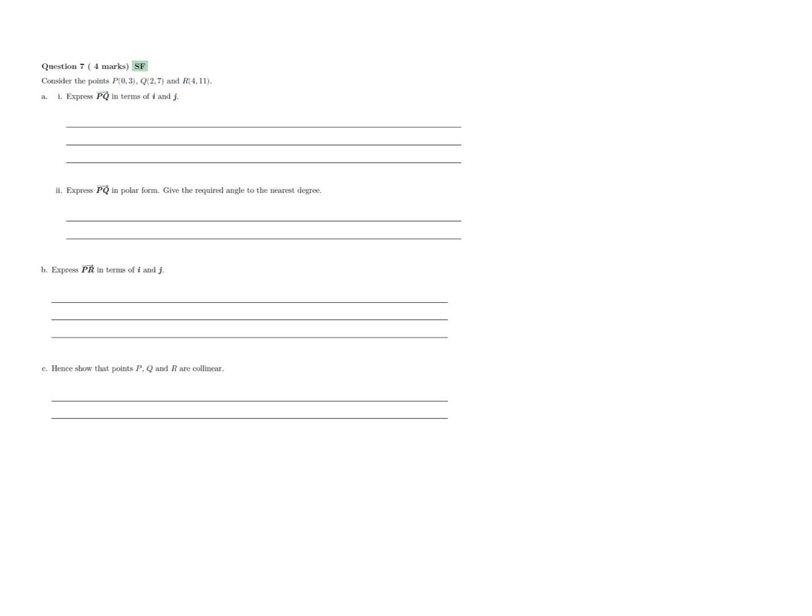Okay, here we go. We've got 3 points for this one. And let's just kind of roughly do it. P is (0, 3), and Q is (2, 7), and then we've got R, which is (4, 11). There it is. Okay, now express PQ in terms of i and j.